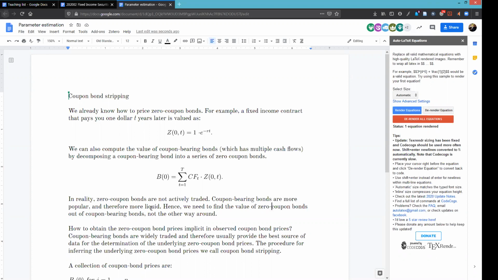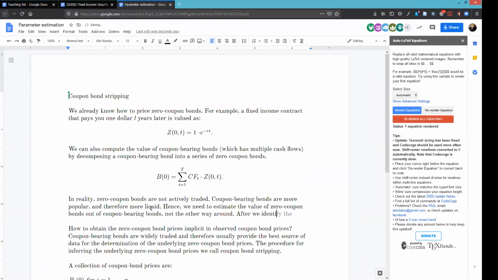So in reality, what we have to do is, first, we collect data for coupon bearing bonds. And then from the coupon bearing bond data, we estimate the value of zero coupon bonds. Once we extract the price of zero coupon bonds from coupon bearing bonds, now we can combine the estimated zero coupon bond prices to price other coupon bearing bonds.